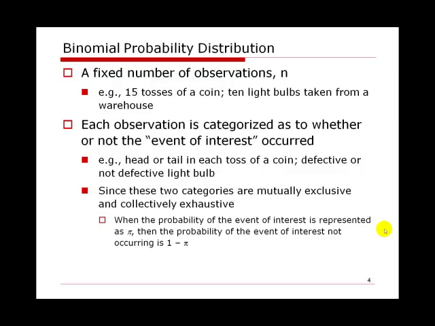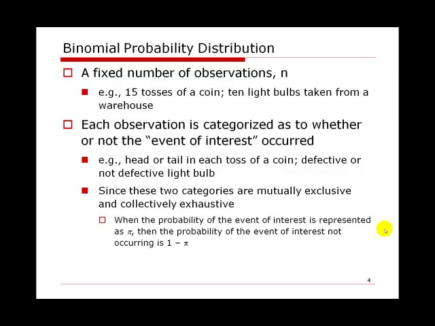And also, these 2 categories should be collectively exhaustive, which means it includes all outputs, just like the example of rolling dice. All outputs 1, 2, 3, 4, 5, 6 are classified into 2 categories. 6 belongs to the category that we are interested in, and all the other 5 are in the category of events we are not interested in. So they are mutually exclusive and collectively exhaustive.